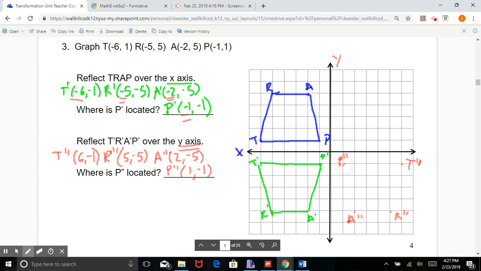And you can see, again, if you're drawing it neatly using your straight edge, that we again have reflected trap just over another line, creating another congruent trapezoid on the coordinate plane. All 3 of these trapezoids are congruent. They're exactly the same size and shape, just in a different position on the coordinate plane.